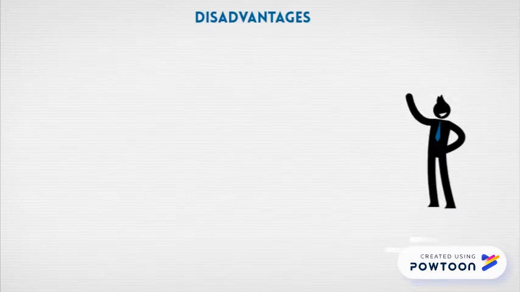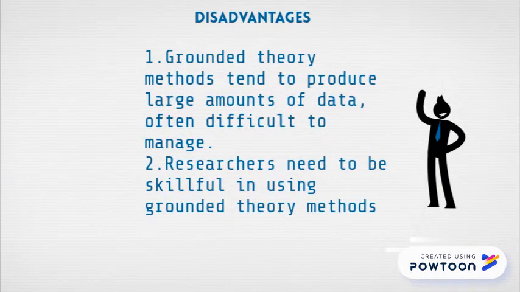The disadvantages of grounded theory are that number 1, grounded theory methods tend to produce large amounts of data and it is often difficult to manage. And number 2, researchers need to be skillful in using grounded theory methods.